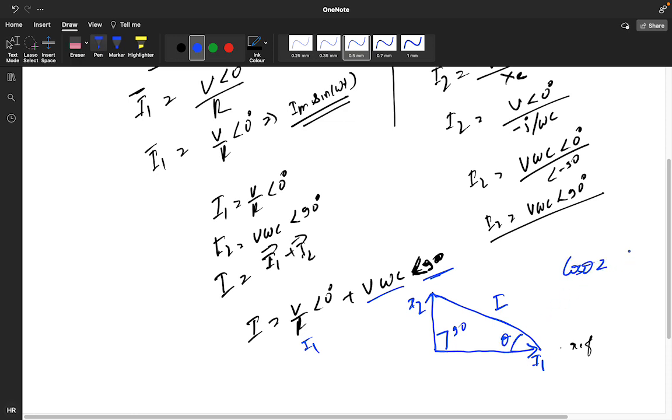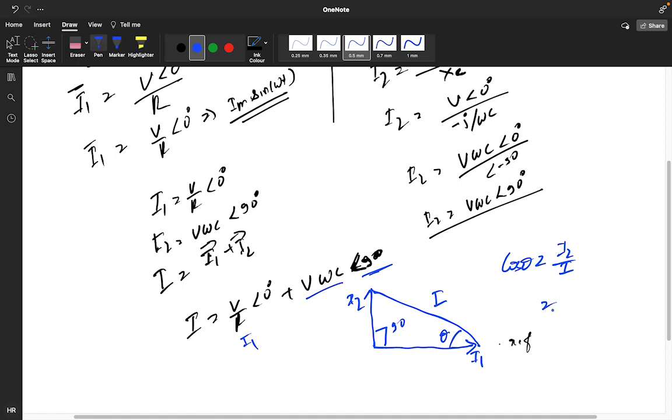So what is cos theta? Cos theta is base by hypotenuse, I1 by I. The value of I1 is V upon R, and the value of capital I is V by Z. So we'll get V by Z. You are getting the same result.